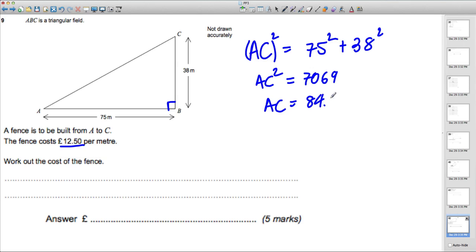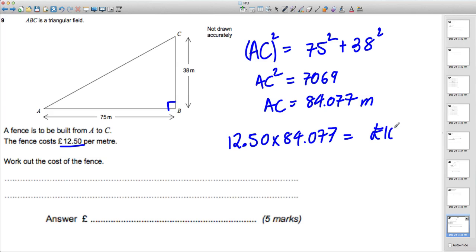which is about 84.077 metres. And then it costs 12.50 per metre, so 12.50 multiplied by 84.077. And you're getting yourself approximately 1,050 pounds 97p. Everything's been given in 2SF, so stick to 2SF. It would be 1050, let's say, to two significant figures.